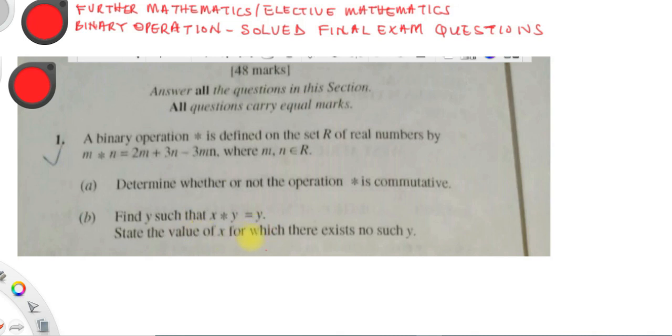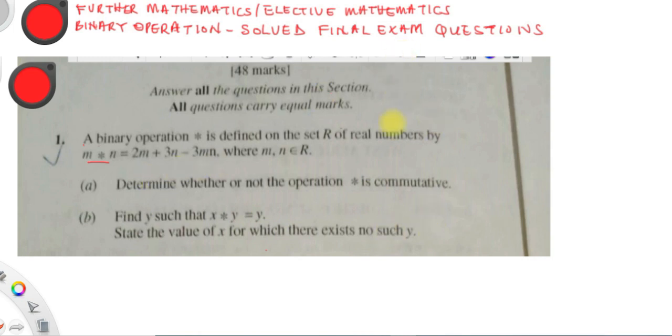This is the question. It says that a binary operation star is defined on the set R of real numbers by m star n is equal to 2m plus 3n minus 3mn, where m and n belong to the set of real numbers. A. Determine whether or not the operation star is commutative. B. Find y such that x star y is equal to y. State the value of x for which there exists no such y. Okay, this is interesting, guys. It's not difficult at all.